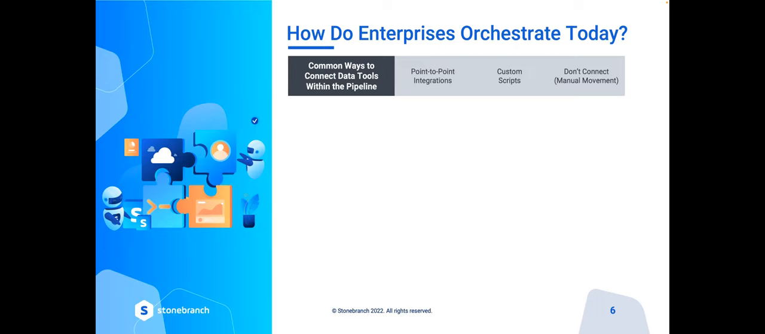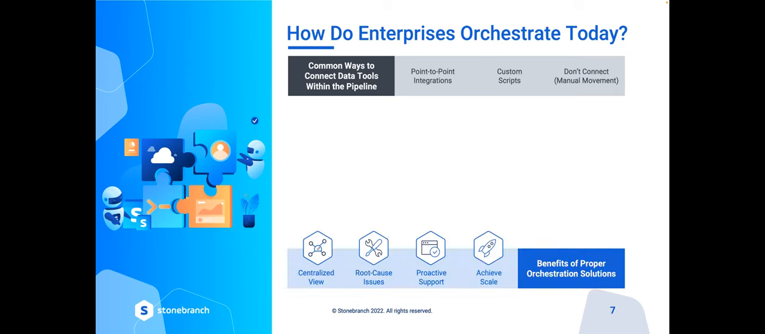So when you're thinking about orchestration, what you're really trying to get to is a centralized view of what's going on in each of the tools, whether they're data tools or data sources or anything along the pipeline I've shown, within a centralized view that can tell you what's going on from an automation standpoint.